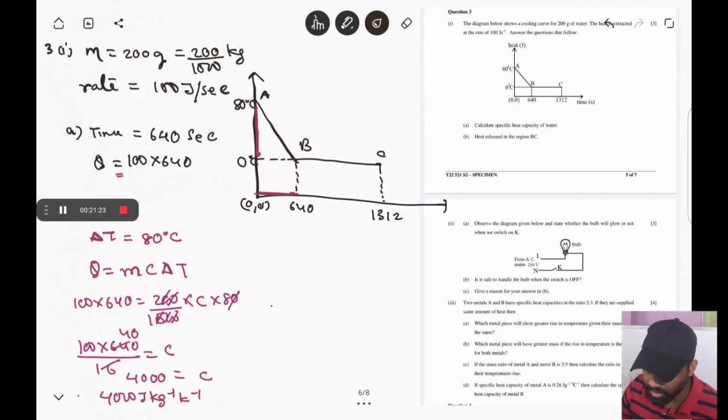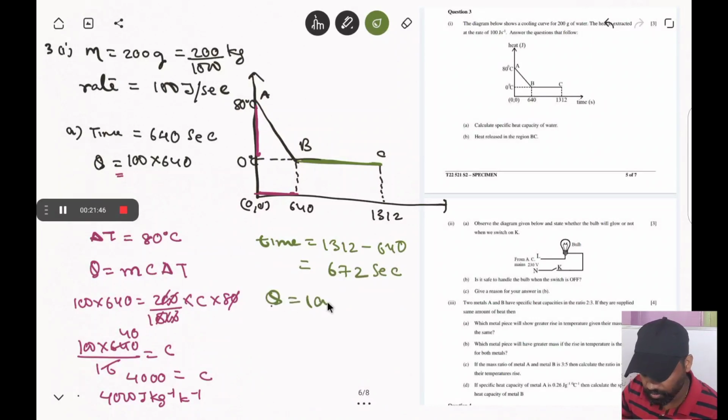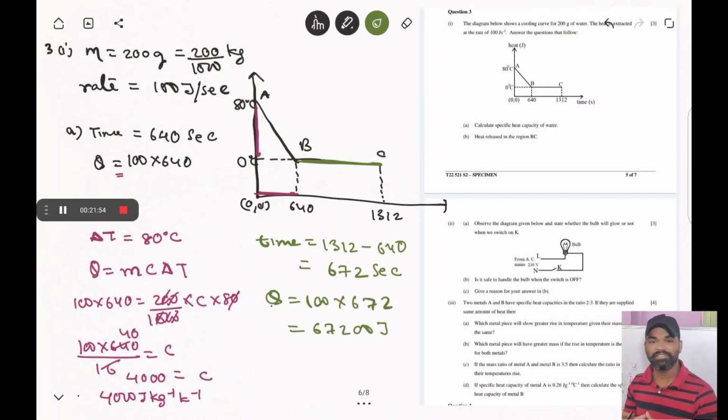Heat released in the region BC. Now look over here, that's very easy. We are talking about this BC region. Now over here, time is 1312 minus 640. That is how much? 672 second. So heat will be what? 100 into 672 joule. That is 67200 joule. This much heat energy. Yes or no? In BC. Remember this, okay?